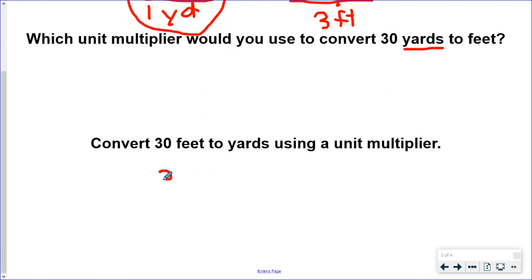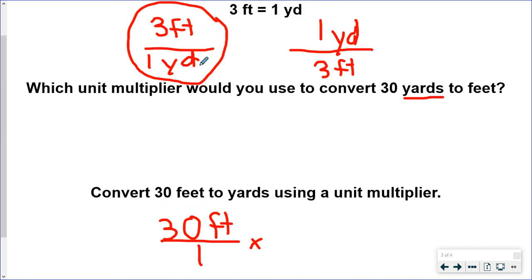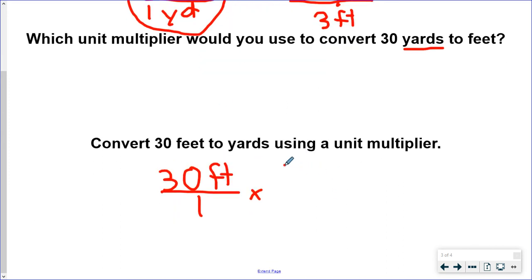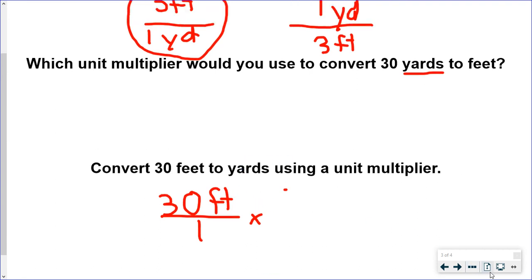So I'm going to write 30. I put 30 feet and I put that over 1. So I got 30 feet over 1. And I'm going to multiply by this unit multiplier right here, 3 feet over 1 yard. Nope. Ha! I didn't even look to see what I was doing on this one.